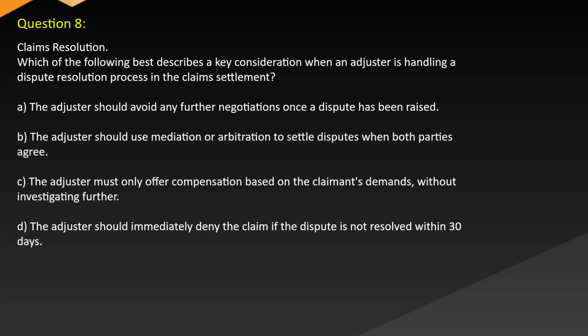Question 8. Claims resolution. Which of the following best describes a key consideration when an adjuster is handling a dispute resolution process in the claims settlement? A. The adjuster should avoid any further negotiations once a dispute has been raised. B. The adjuster should use mediation or arbitration to settle disputes when both parties agree. C. The adjuster must only offer compensation based on the claimant's demands without investigating further. D. The adjuster should immediately deny the claim if the dispute is not resolved within 30 days.